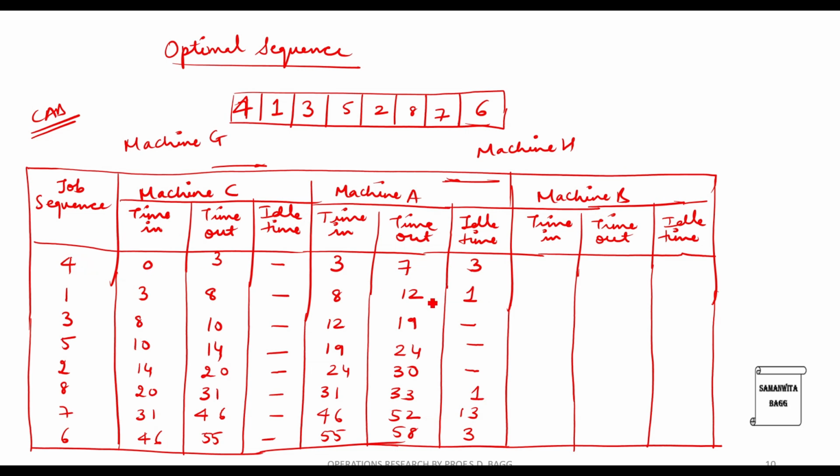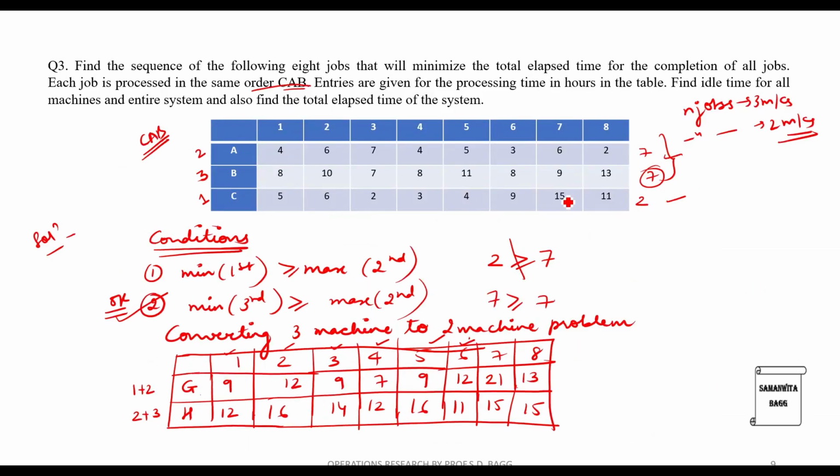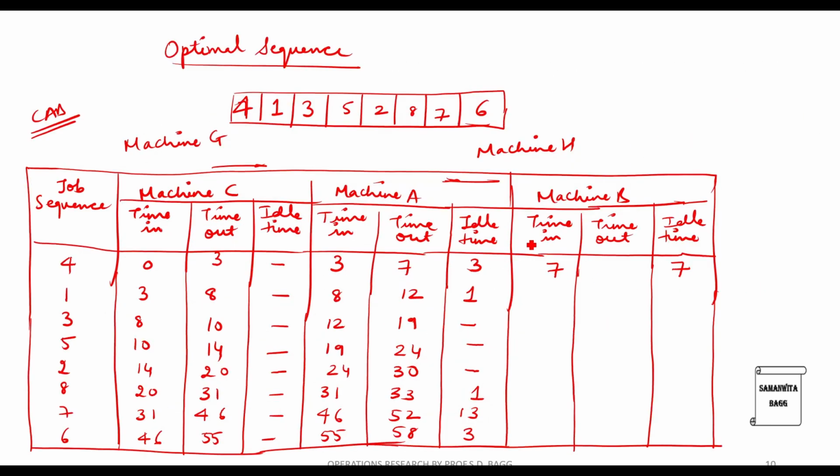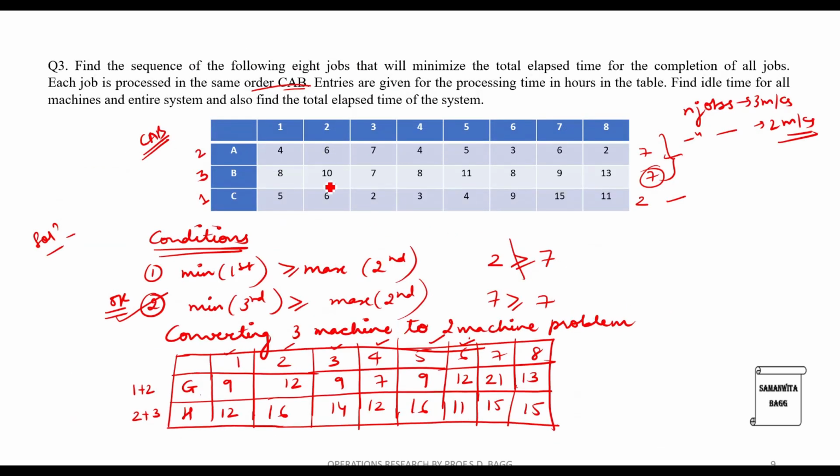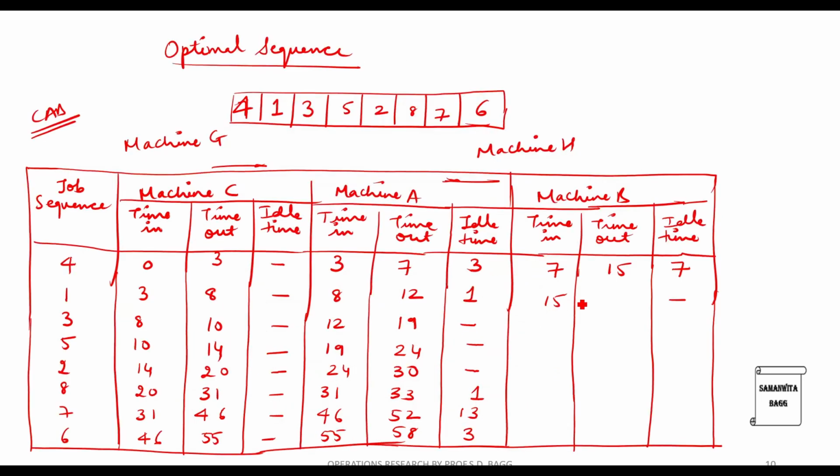So it will start at 7. So it has an idle time of 7 hours. Then 4 on B is having 8 hours. So this becomes 15. This is 15. It is 12. So it will start at 15. No idle time. 1 on B is 8. So this will be 23. This is 23. This is 19. So this will be 23.